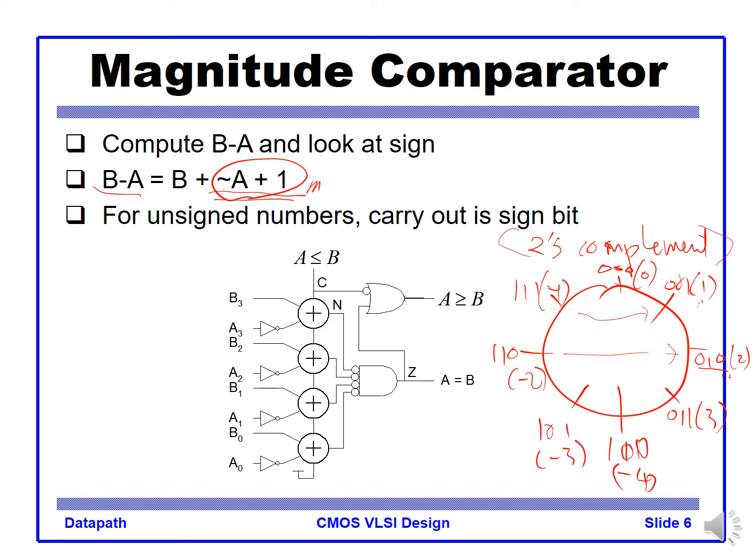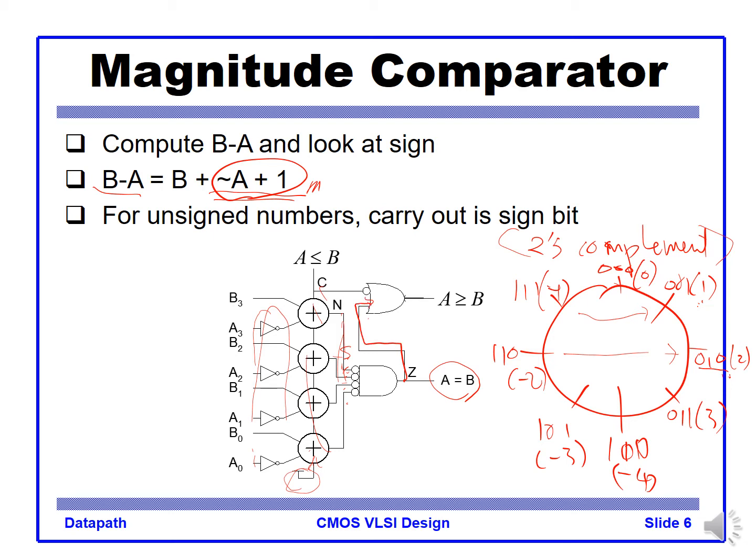In the actual hardware implementation, to make a subtractor, we take the inversion of one input and add 1 through the carry in, and then add them up. If the sum here is all 0, then A equals B, because the subtraction result is all 0. So if the sum is 0, this is the equal case.